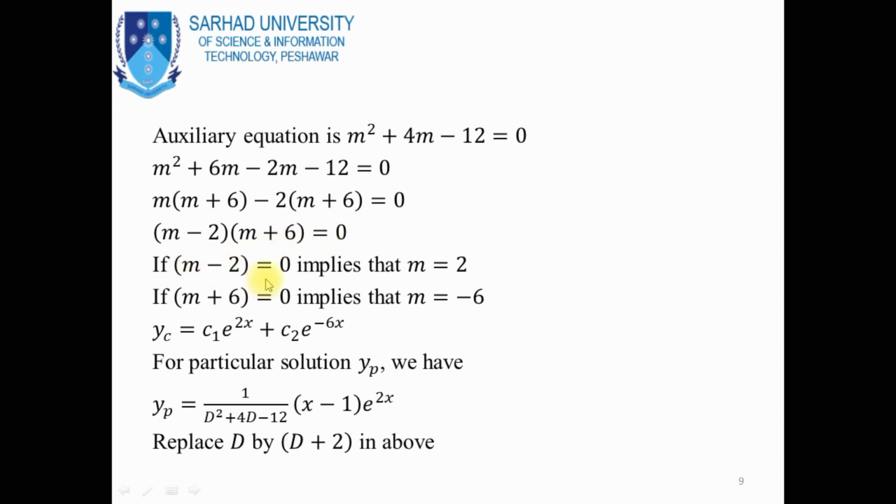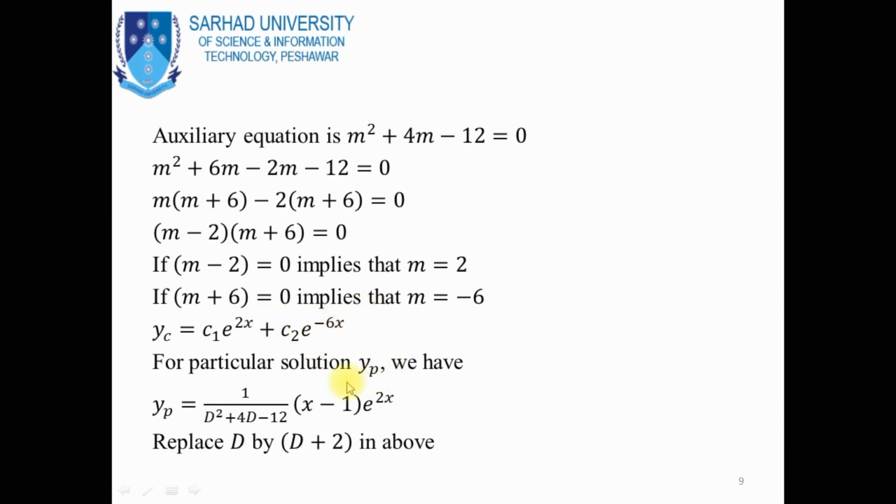So this implies that m minus 2 is equal to 0, meaning m is equal to 2, and m plus 6 is equal to 0, meaning m is equal to minus 6. So there are two unequal real roots. So the complementary solution is equal to c1 e power m1x plus c2 e power m2x. The m1 value is 2 and the m2 value is minus 6. So this is the complementary solution.